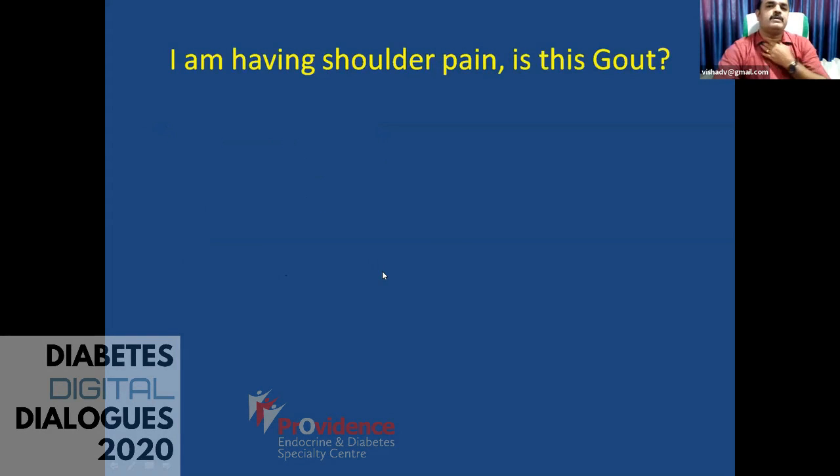Now, after doing this, we'll be addressing the patient's query, and the first query that the patient is likely to put forward is, I'm having shoulder pain, is this gout? This is a very common complaint. Any pain in the body in the setting of hyperuricemia, the patient tries to ascribe to gout, and he wants to be started on some treatment to reduce uric acid.